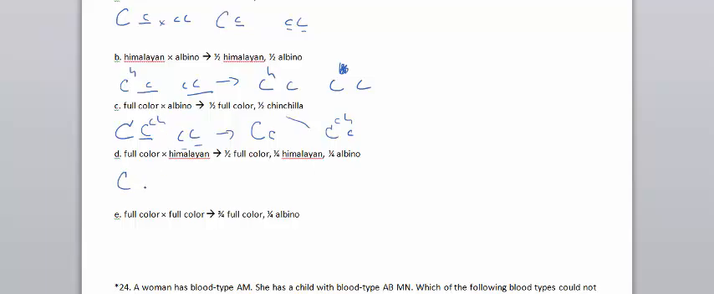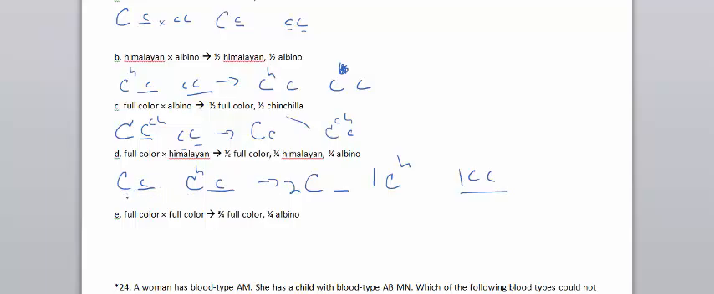Here we've got big C blank across to Himalayan, which we know has to have the Himalayan allele and something else. Then we get half full color, half full color. Then we get some Himalayans out. So Himalayans, we got to have a Himalayan allele. And albino, we have to have two little c's. And this is a 1 to 2 to 1 ratio. So this is the 2, and then we get one of these and one of these. And so, in order to get albino, we had to have a little c here and a little c here.